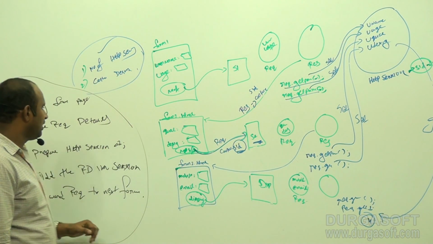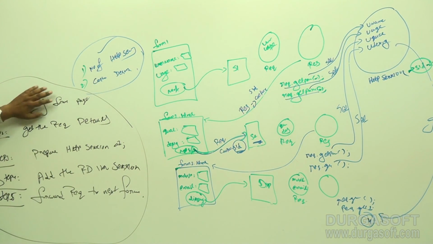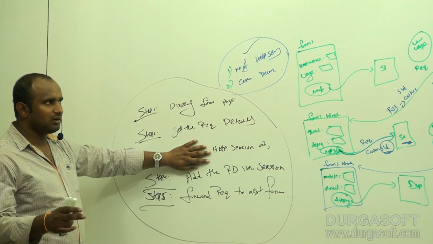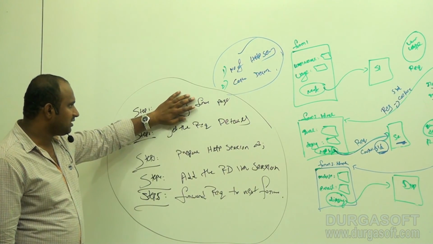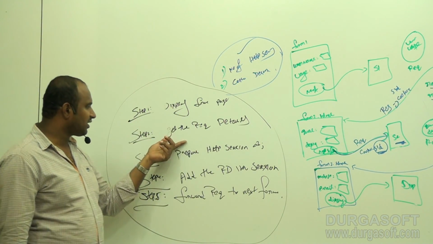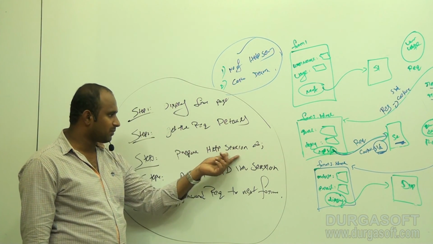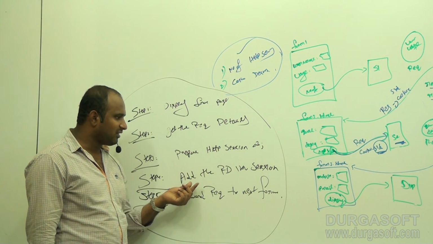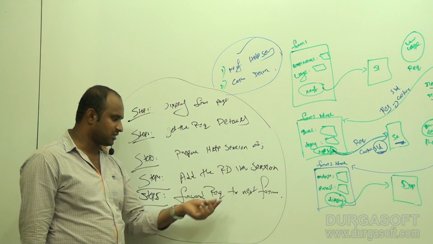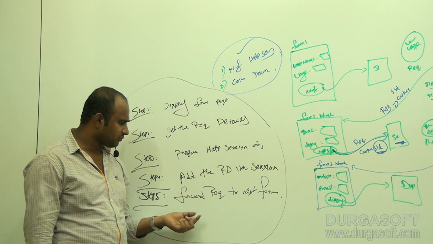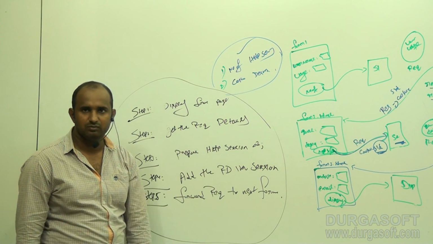These are the 2 problems. What are the steps to design the application here? Display the form page, then get the requested details. After getting the requested details, prepare the HTTP session object. After preparing the HTTP session object, here what? Add the requested details into the session object. After adding the details to the session object, forward the request to the next form.